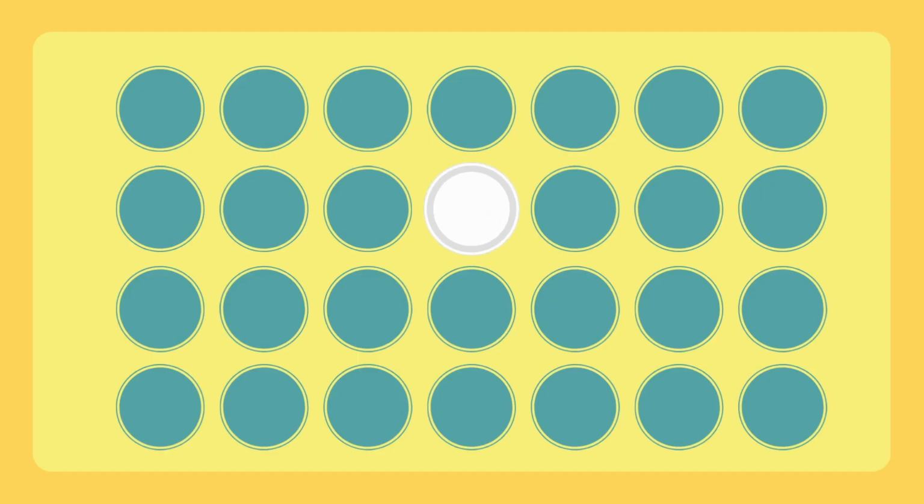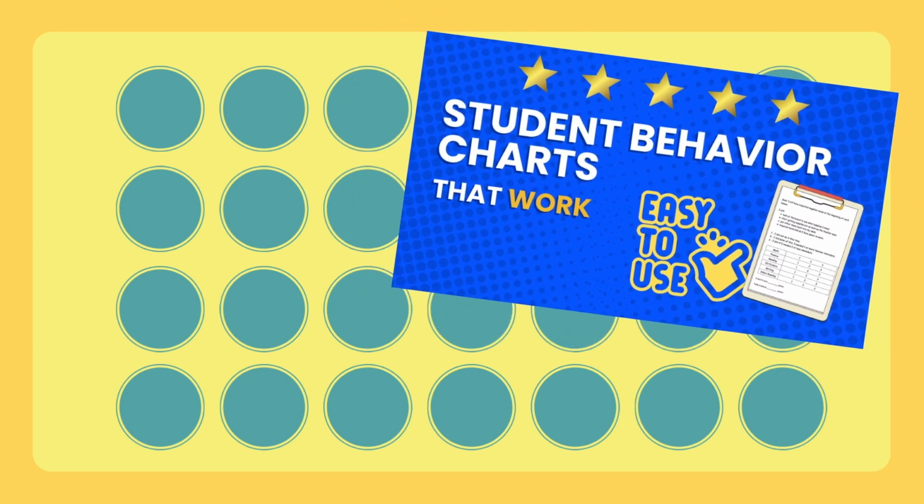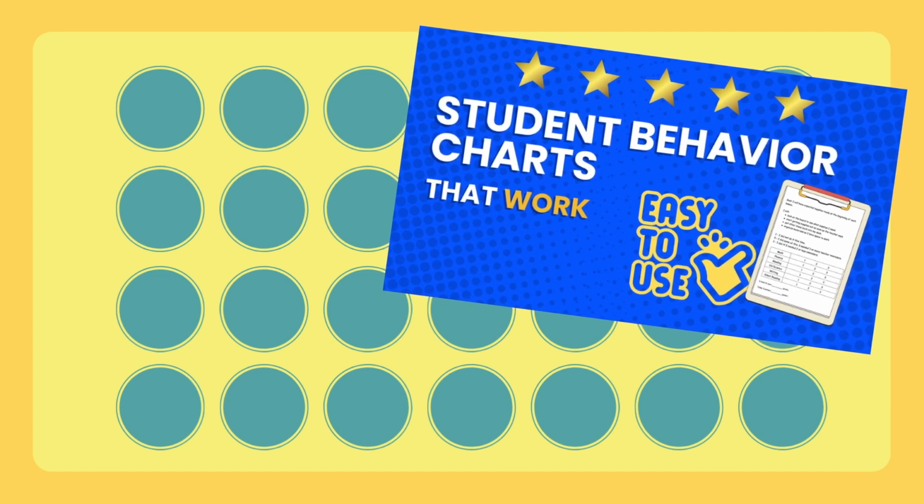Sometimes there is a student who tries to undermine the rest of the class's efforts to earn points. When this is happening, ignore their attempts for negative attention and award student points for the rest of the class. You'll need to work with that student's behavior differently, and in the description below, I've linked another video for ideas on how to do that.